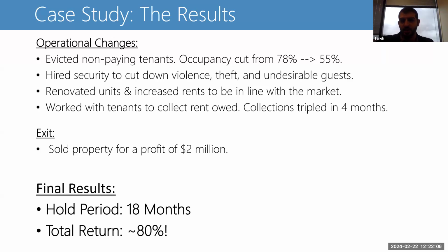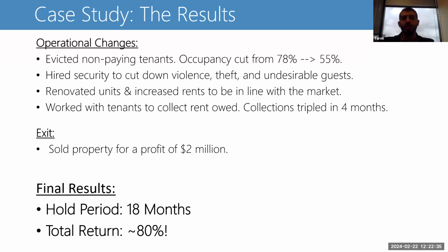But that was a very intentional, planned approach to cut down the occupancy, get rid of all the non-paying tenants, all the troublemakers, all the criminals, and so on, and then fill it in with the right tenants once we've actually cleaned up the units and gotten them ready for the next folks. We also hired security to help cut down on the violence, the theft, undesirable guests, prostitutes, drug dealers, things along those lines. And then renovate those units and increase the rents to be in line with what the market was already charging.